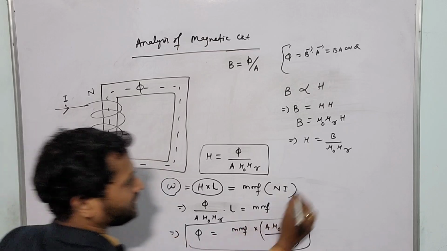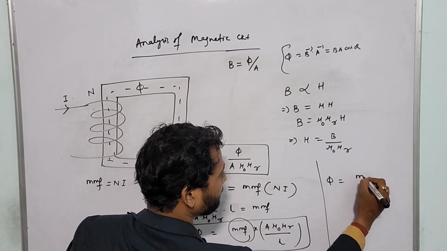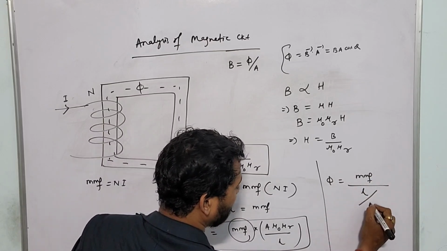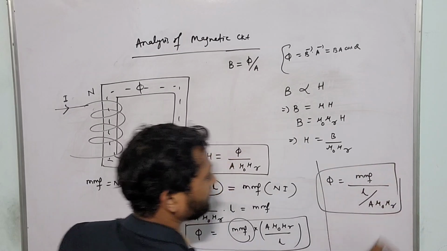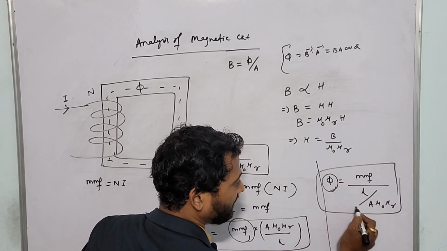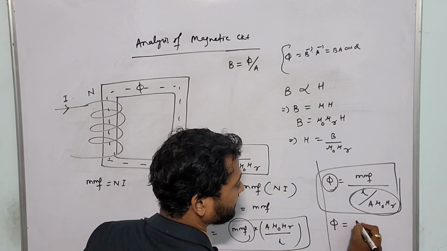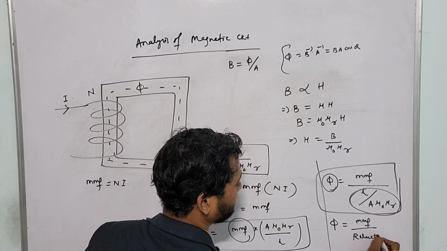Done. So I can write here phi is equal to mmf upon L upon A into mu naught mu r. ठीक है? So मतलब magnetic flux is equal to mmf upon this parameter. This parameter is called reluctance. So मतलब magnetic flux is mmf upon reluctance.